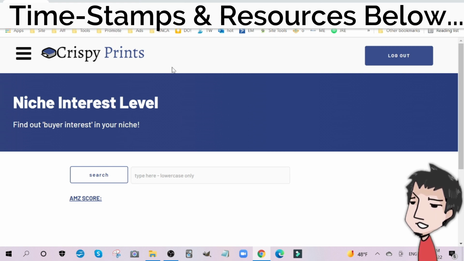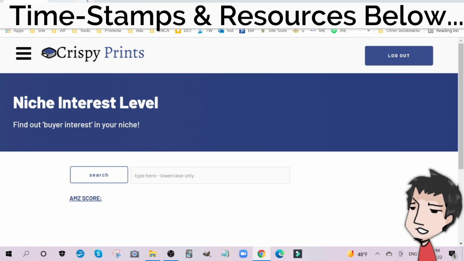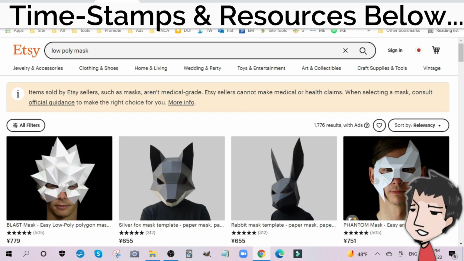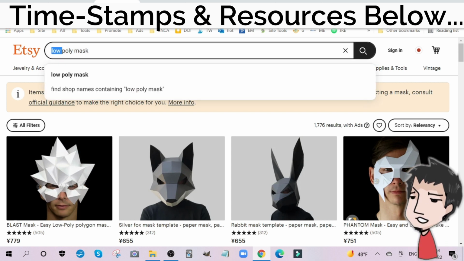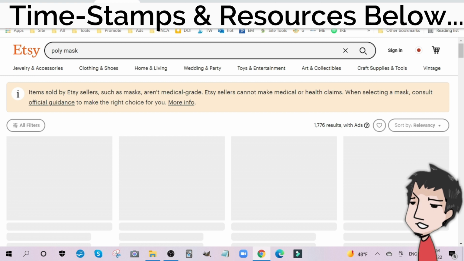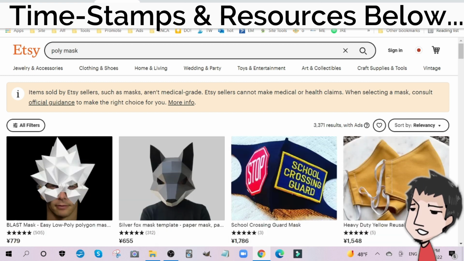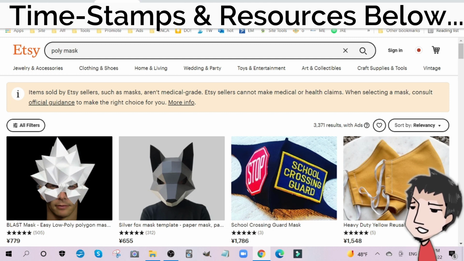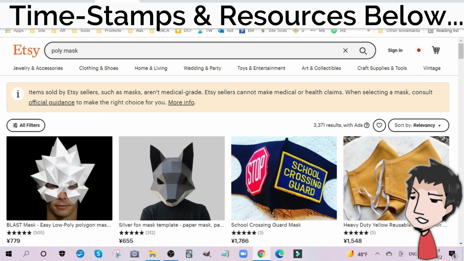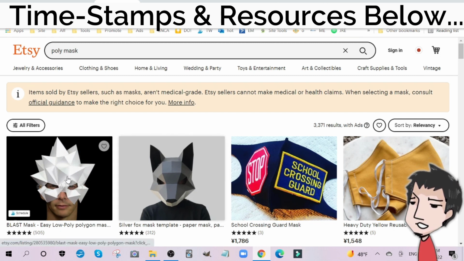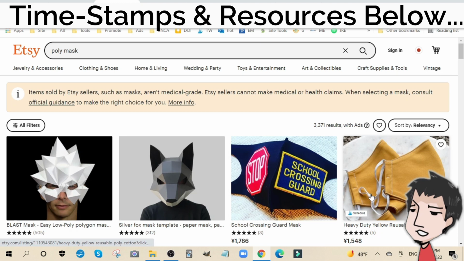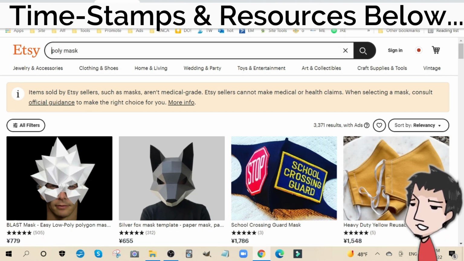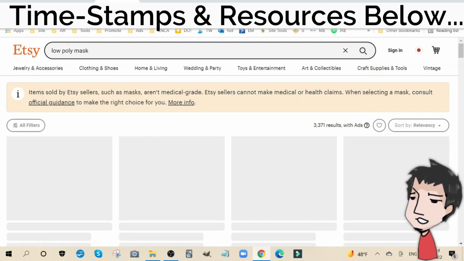Now, the type of product I want to show you in this video is called a low poly mask, short for low polygon mask. I don't recommend you put in just poly mask, because people might be looking for polyester mask, plastic fabric mask, and that's going to screw up the results. As you can see here, we have low poly mask and we have polyester mask for that thing that's going around right now. Low poly, on the other hand, is low polygon mask.